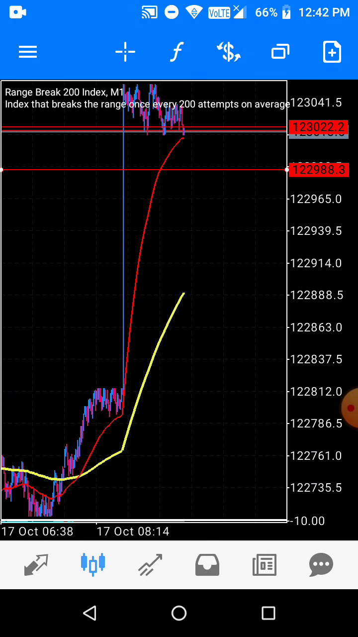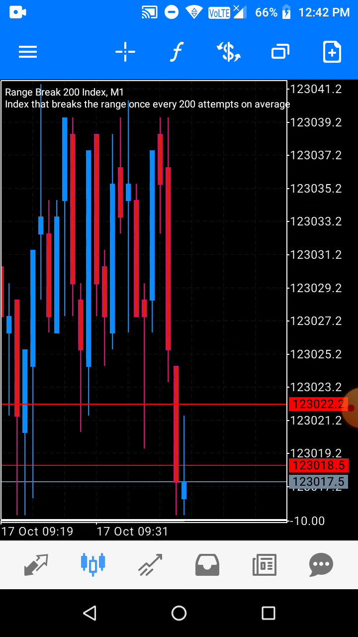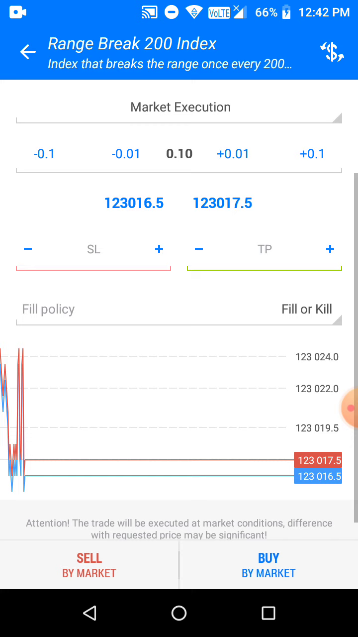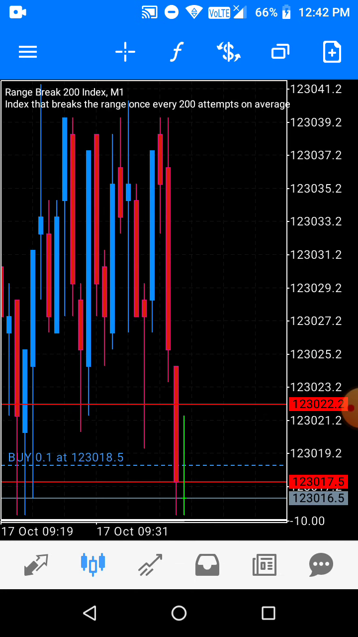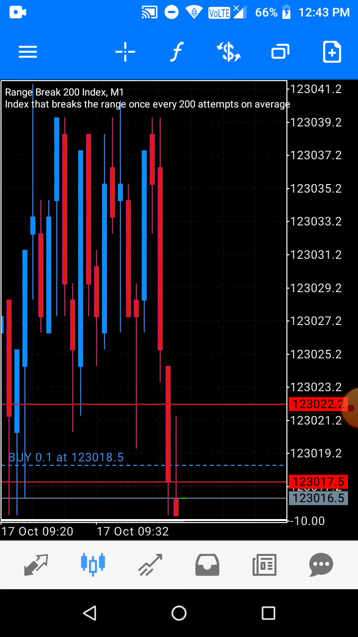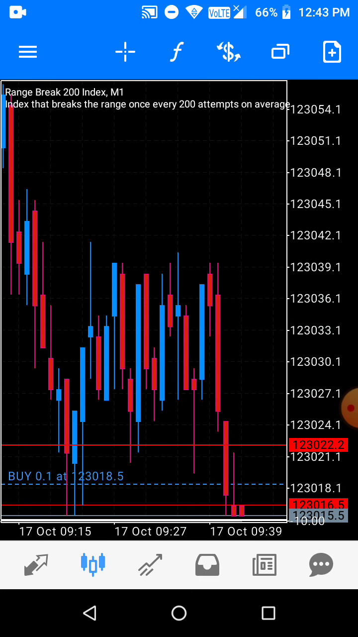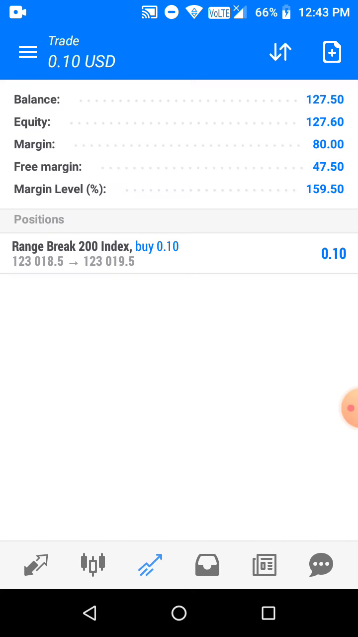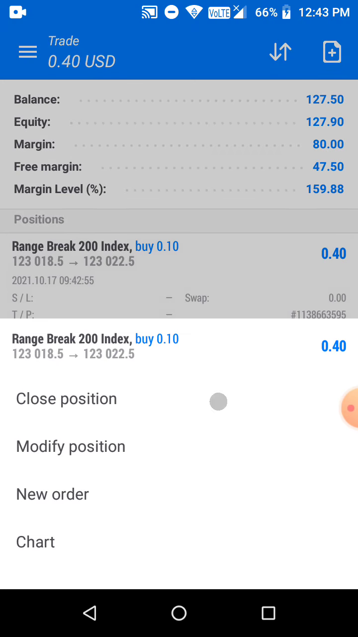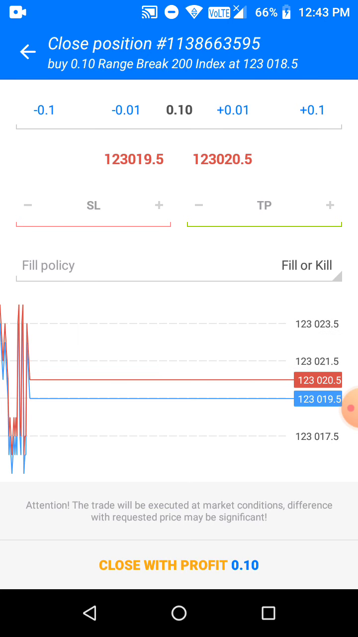So when we analyze this market, I think we have a setup, and this is where you do that. So let's wait for our profits. Remember, we are taking a few pips and getting out of the market. Yeah, so that is how you scalp range break.